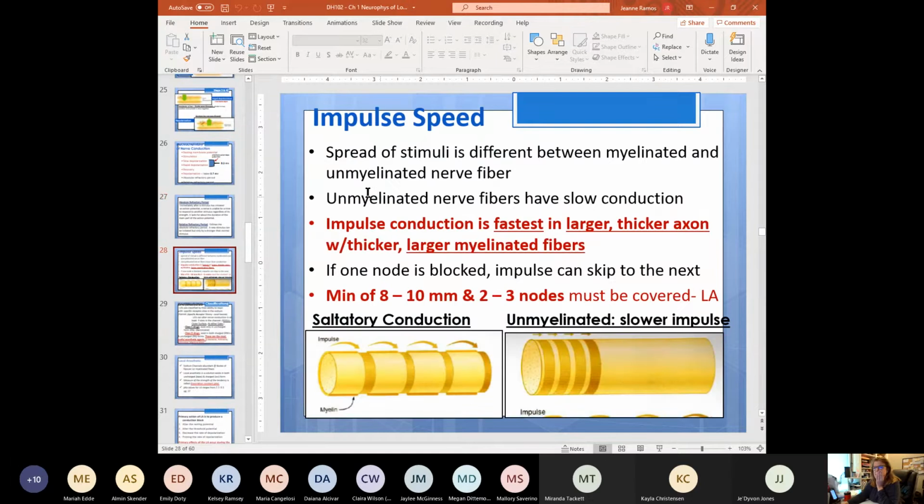Okay, so now we're going to talk about the impulse speed between those myelinated fibers that are surrounded with the Schwann cells and ones that are not. So the impulse speed, how fast they go, is going to be different between myelinated nerve fibers and nerve fibers that don't have the nodes of Ranvier, that myelination around it. So the unmyelinated nerves usually have slower conduction impulse.